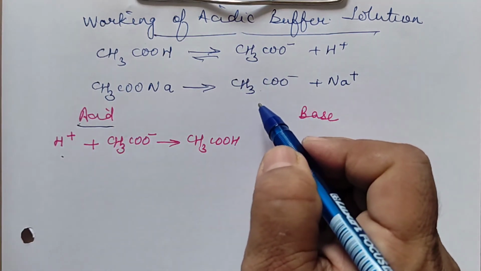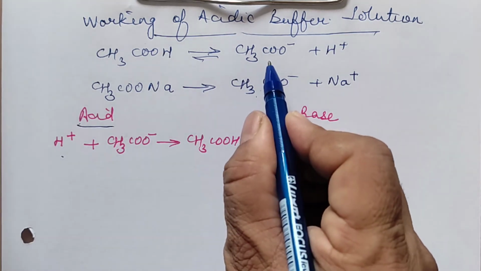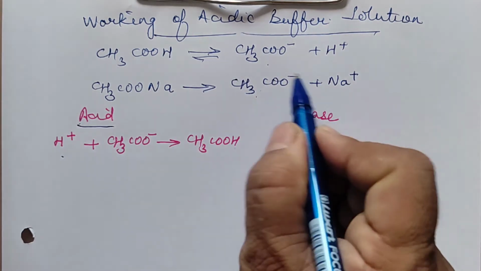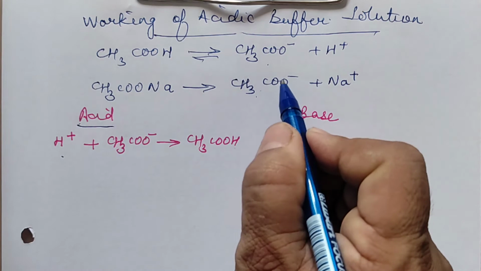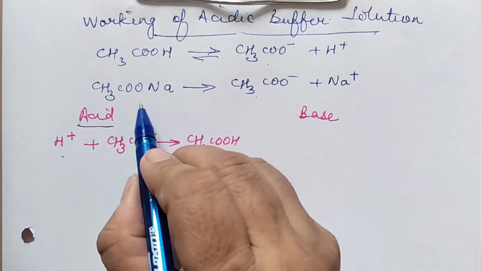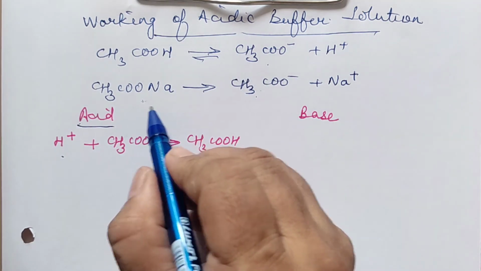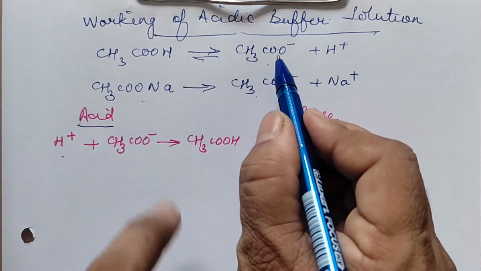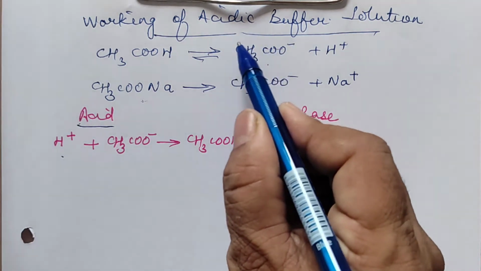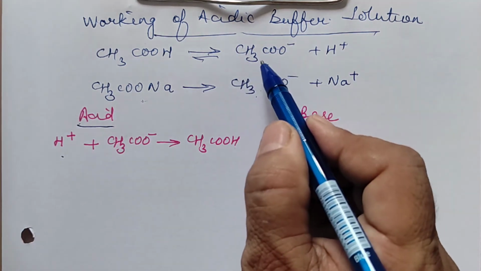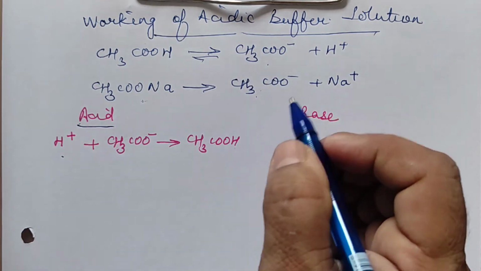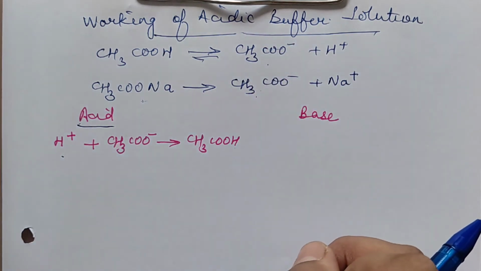From where is acetate ion obtained? From here as well as here. Now this is already increasing because this is a strong electrolyte comparatively, but the first one being reversible. When the concentration of the product increases, apply Le Chatelier's principle. There is a common ion effect even here, right?